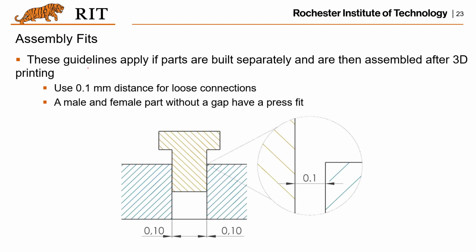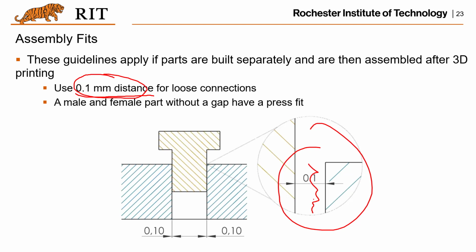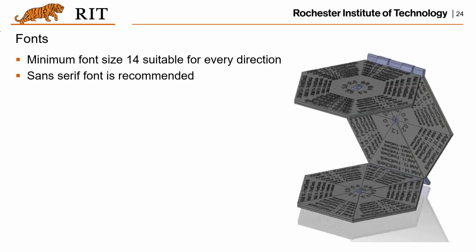Another requirement: if you build two parts separately, without building them together, then you could have a tighter clearance here. That is 0.1 millimeter distance for the loose connections, as shown here. But remember, it is for the case where you build the two parts separately. If you build them together, such a small clearance won't work. The material inside these regions will tend to melt and be sintered, and you cannot take it out after printing.